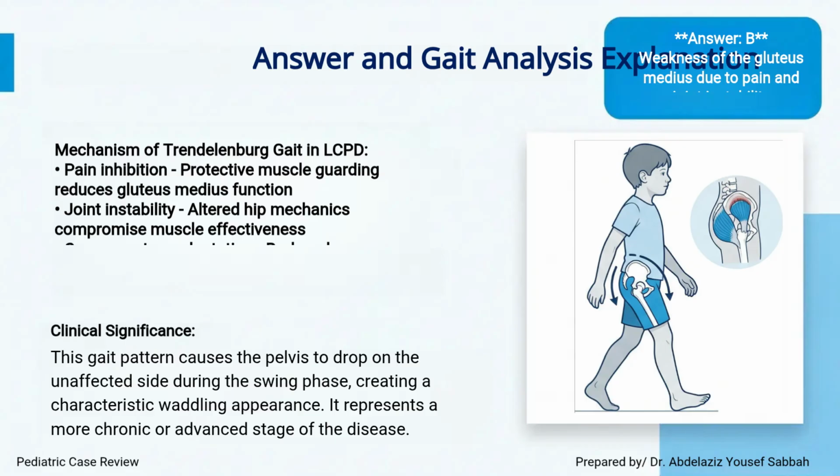The clinical significance of this gait pattern is that it causes the pelvis to drop on the unaffected side during the swing phase of walking, creating a characteristic waddling appearance. It represents a more chronic or advanced stage of the disease.